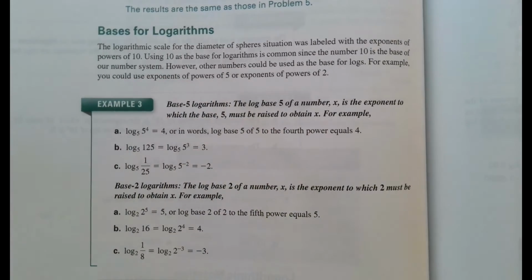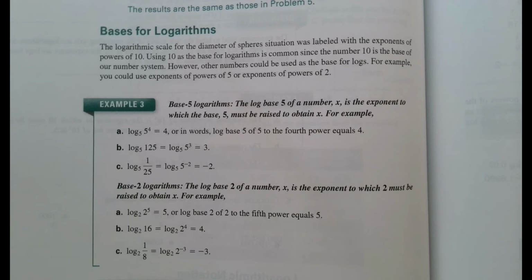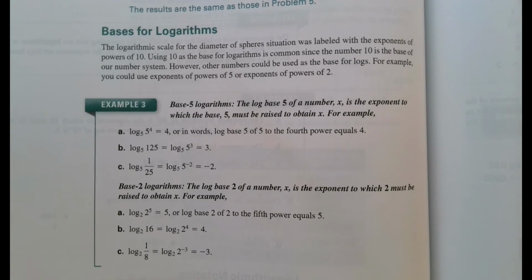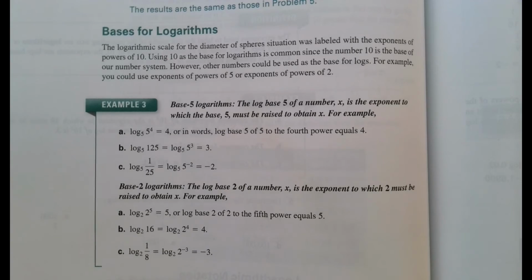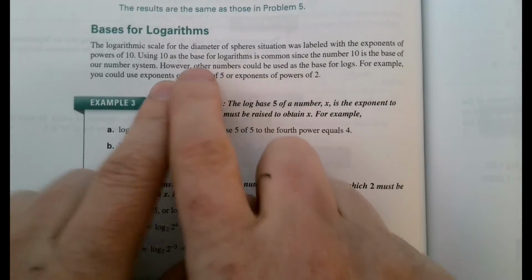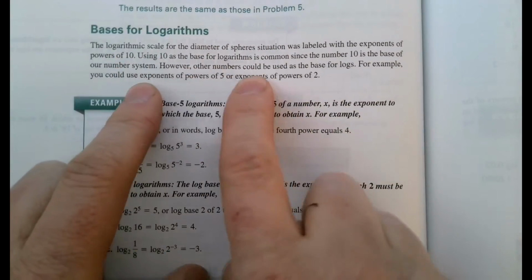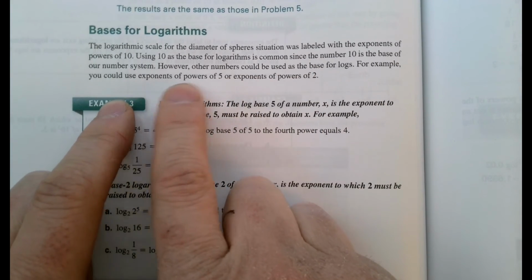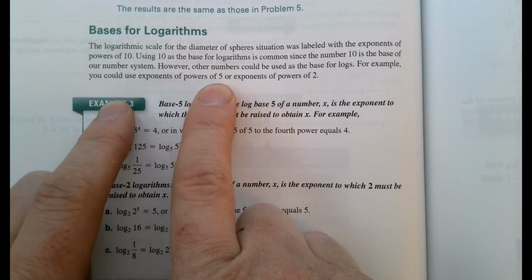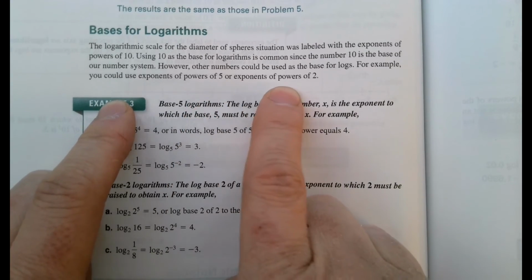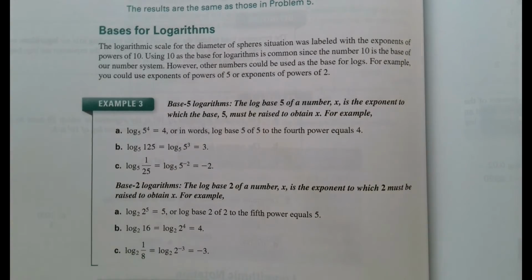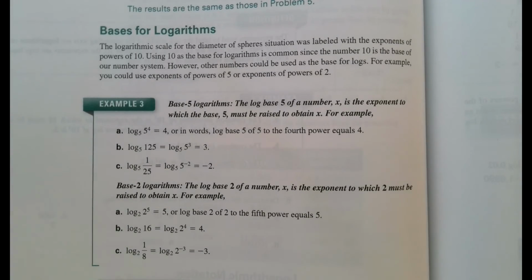There are other bases, like binary, which has a base of 2, it's just zeros and ones. There are many other number systems that we don't often encounter in daily life. However, there are other numbers we could use as the base for logs. For example, you could use exponents of powers of 5, base 5, or exponents of powers of 2, base 2. So let's look at some base 5 logarithms.